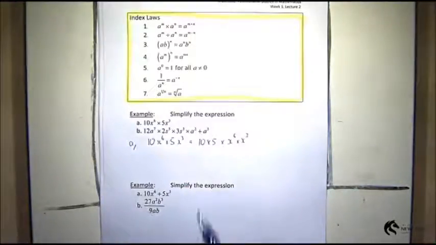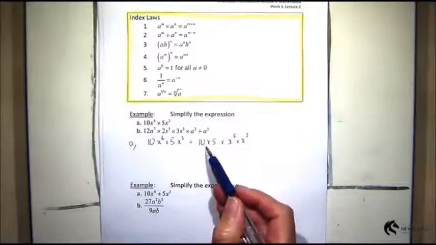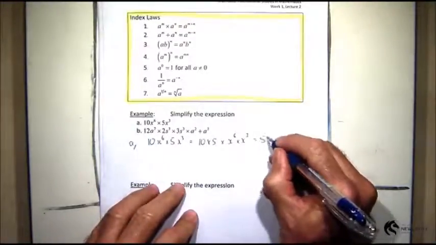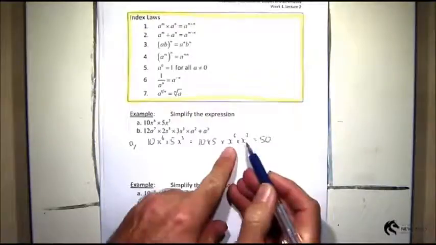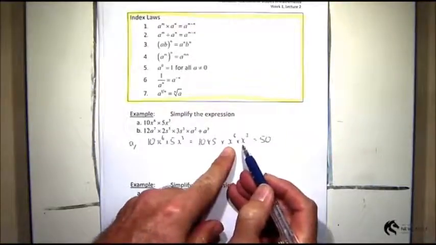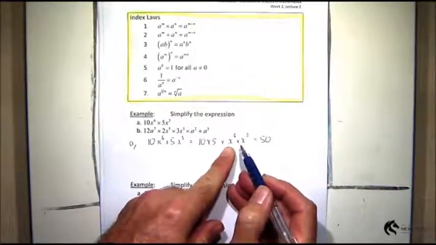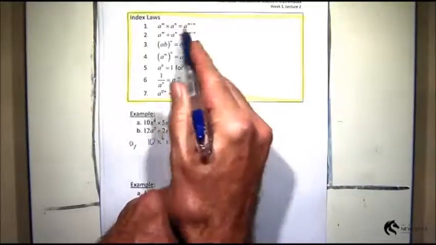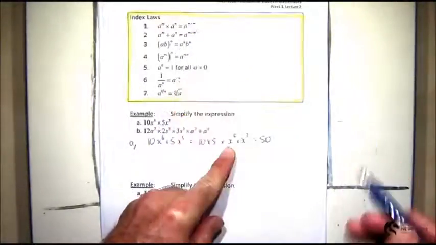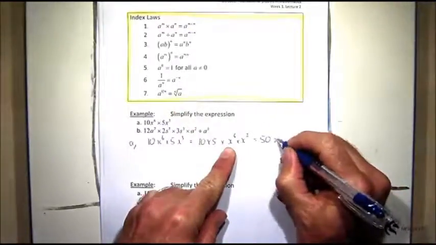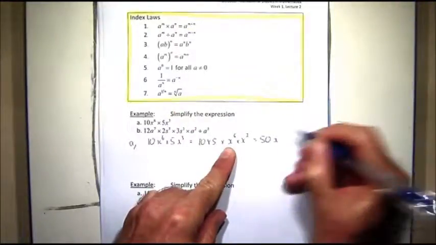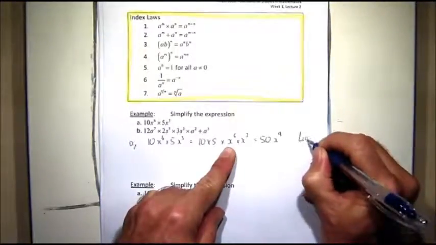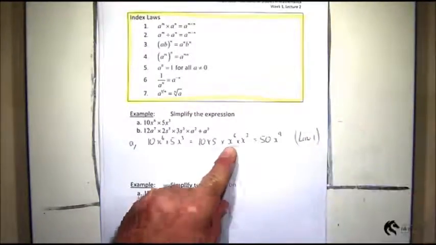Now, I can actually do that multiplication because I know what the numbers are. So I can go 10 times 5 is 50. And here are two numbers with the same base. I don't know what the base is. I'll call it x. And so to multiply two numbers with the same base, I add the indices according to law 1. And so in here this becomes x to the 6 plus 3, which is x to the 9. And I'd say in there, look, I've used law 1 to do that.